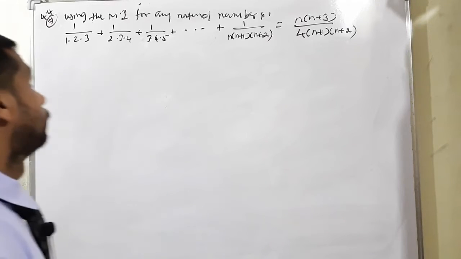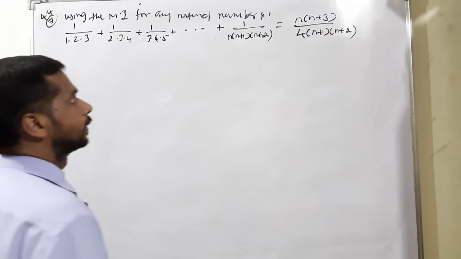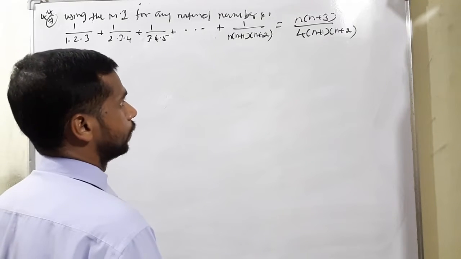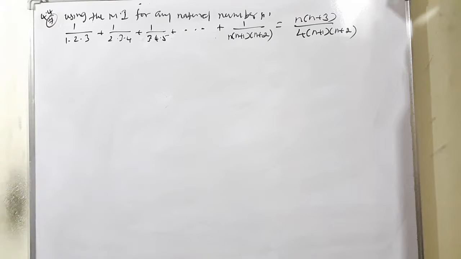Question number 7. Using mathematical induction, for any natural number n, prove that 1 by 1 into 2 into 3 plus 1 by 2 into 3 into 4 plus 1 by 3 into 4 into 5 plus dot dot dot plus 1 by n into n plus 1 into n plus 2 is equal to n into n plus 3 over 4 into n plus 1 into n plus 2.